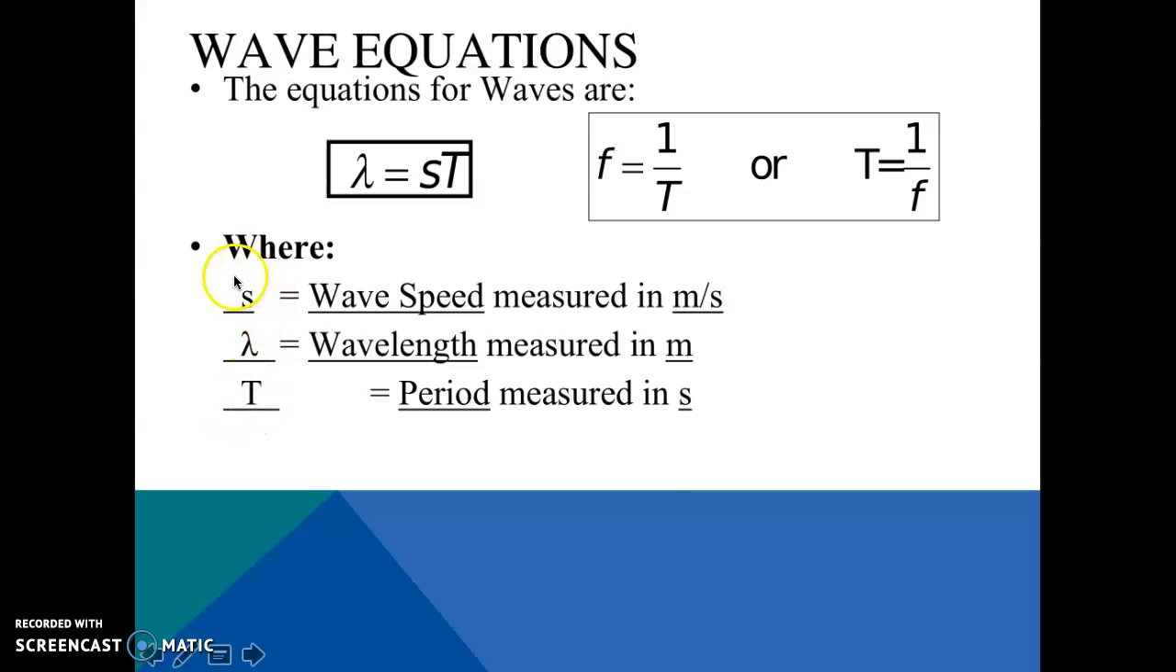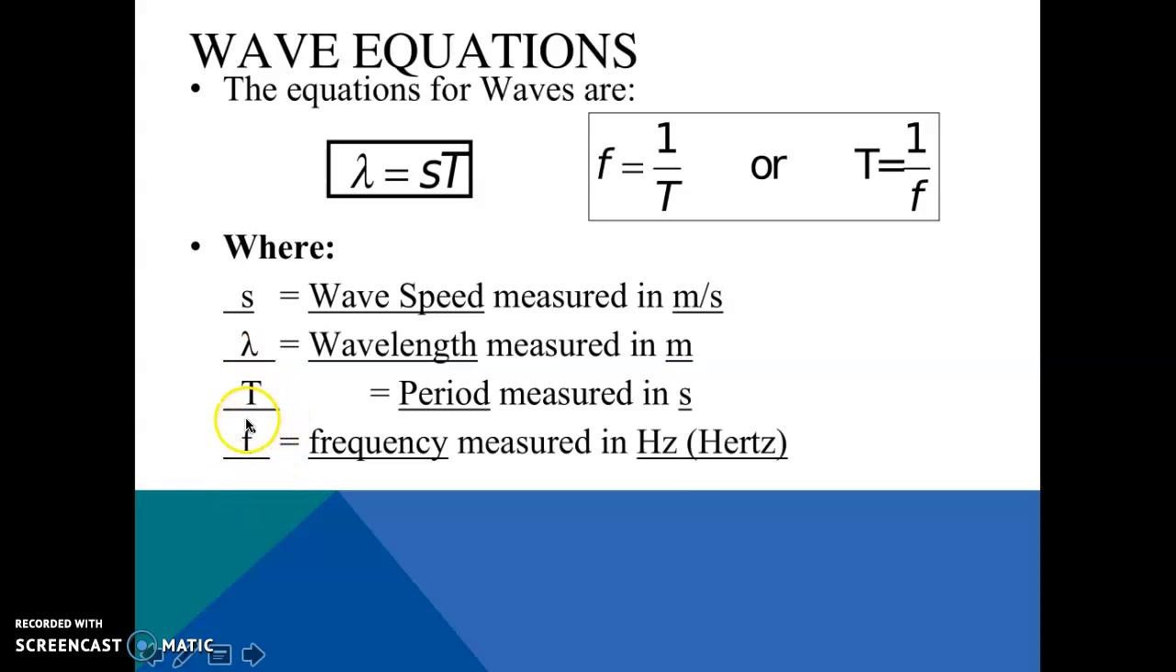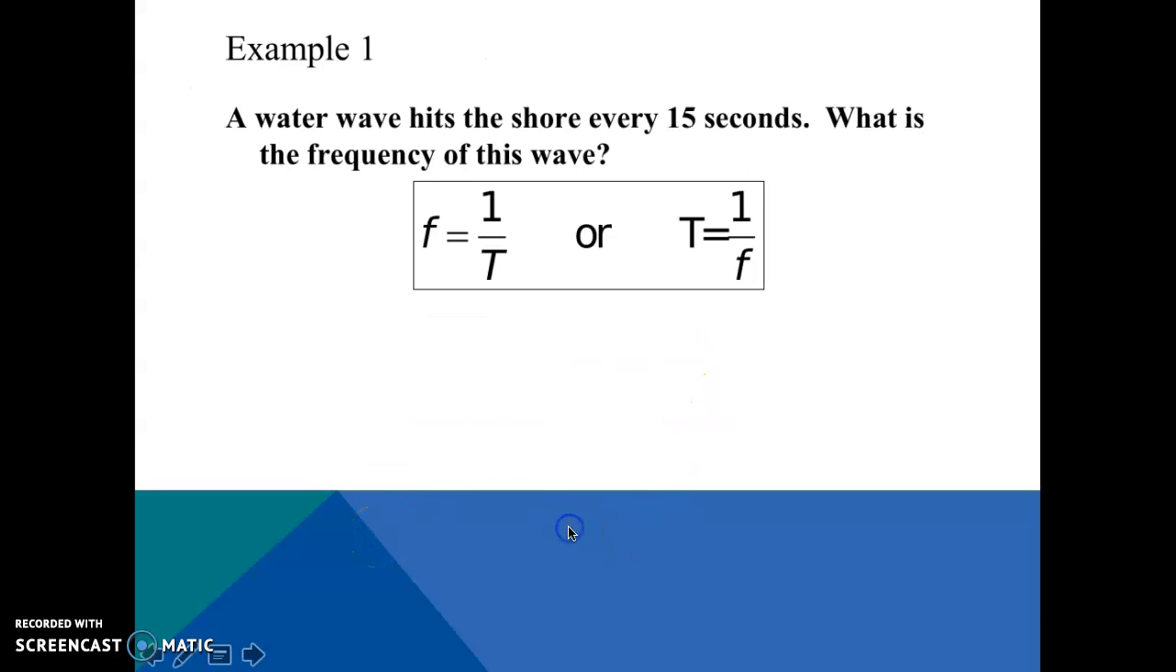But make sure you notice that the S is lowercase and the T is capital, and then the F stands for frequency, and notice that that is a lowercase f, and that is measured in hertz. That can be also written as capital HZ. So we are going to look at using these equations.